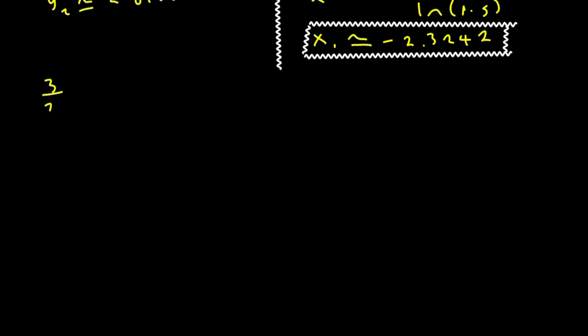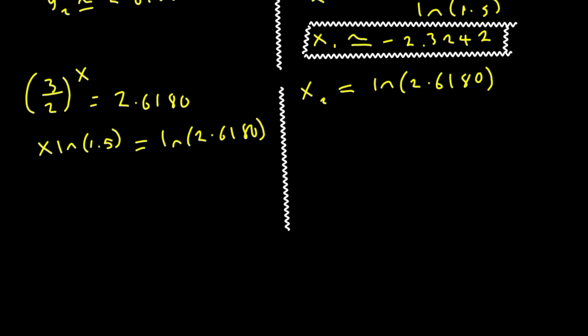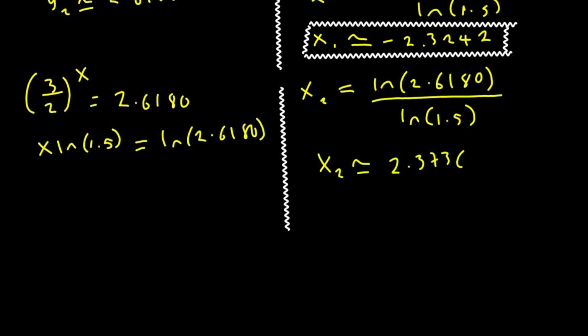Also we have (3/2)^x equals 2.6180. Taking ln of both sides, we have x ln(1.5) equals ln(2.6180). Therefore, x2 equals ln(2.6180) divided by ln(1.5). So x2 approximately equals 2.3736. Correct.